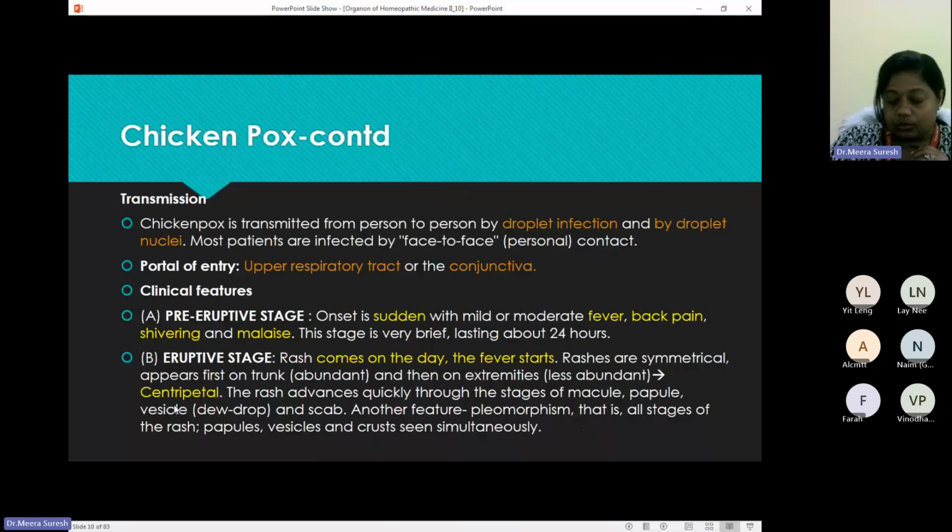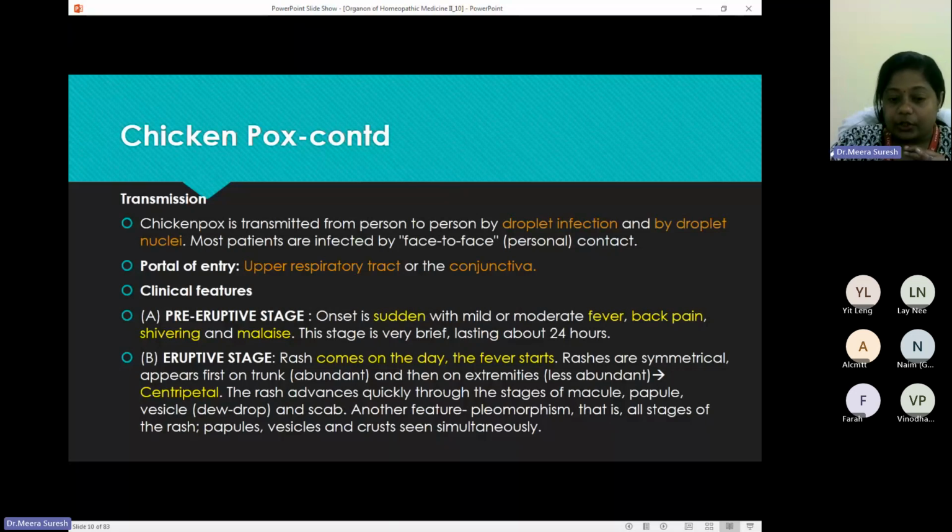In chickenpox, it will be more centripetal, like the rashes will be seen more on the body, the trunk region, and very few on the face and also the extremities. Whereas in smallpox, it is vice versa, where more rashes will be found on the face and also on the extremities, but very few on the trunk region. So, smallpox will be centrifugal and chickenpox will be centripetal in appearance.